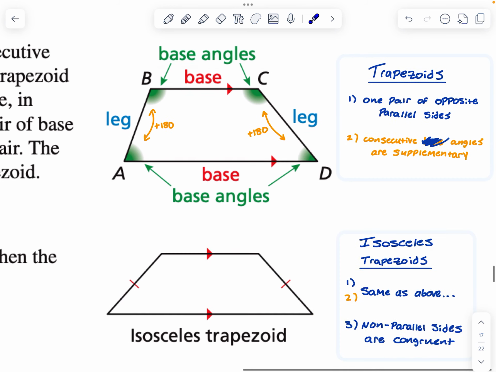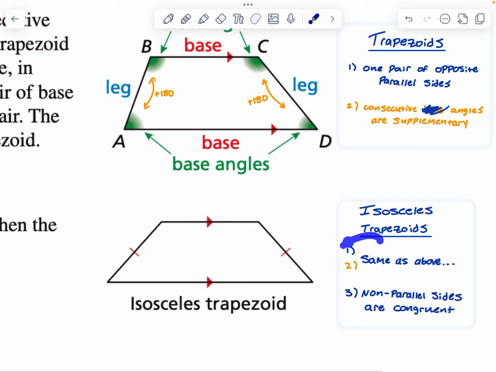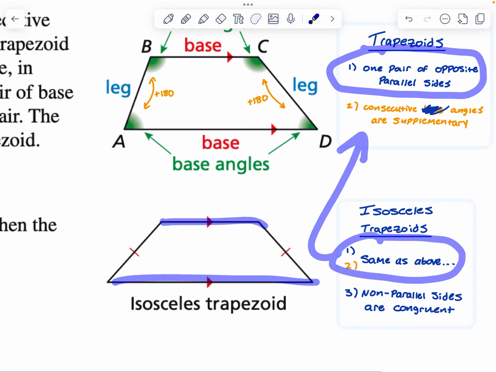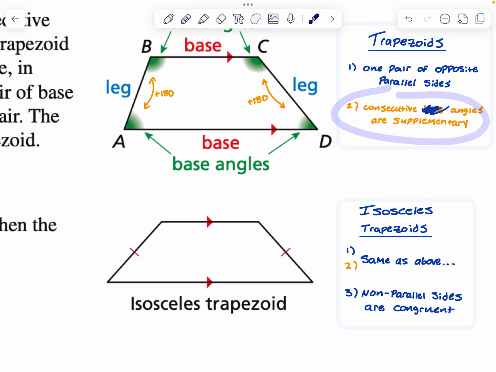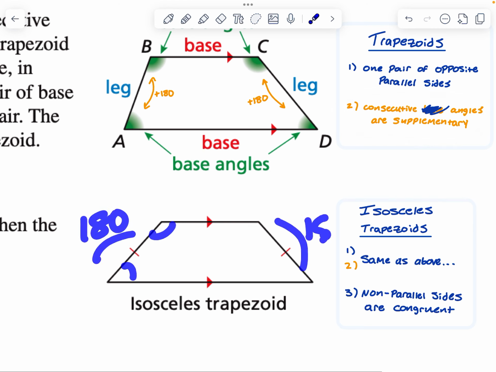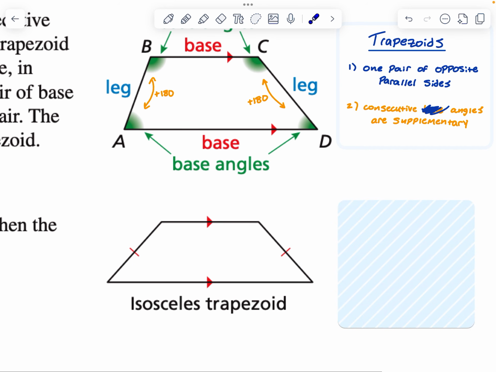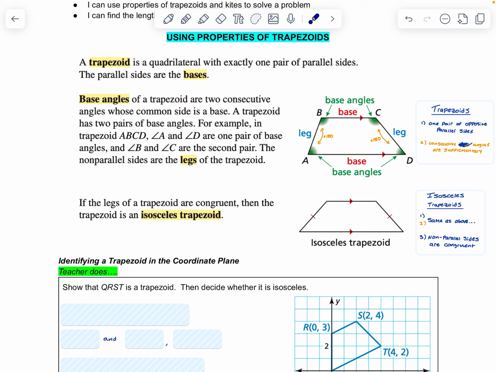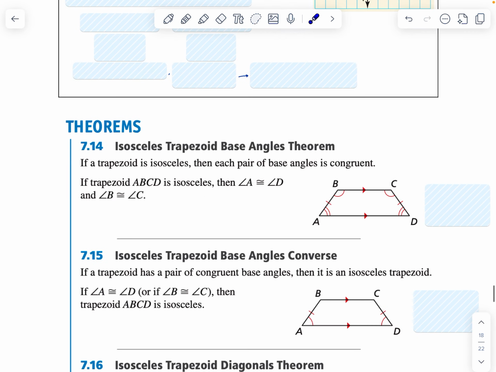In an isosceles trapezoid, we have the same 2 properties that we had above. There's 1 pair of opposite parallel sides. Consecutive non-base angles are supplementary. And the one thing that we add to be an isosceles trapezoid is that the non-parallel sides are congruent. There is a property about the angles which we will observe in a few minutes.